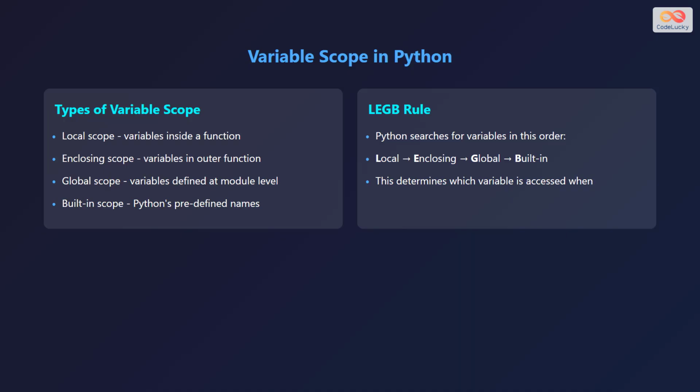Third, global scope refers to variables defined at the module level, meaning outside of any function or class. These variables are accessible throughout the entire script or module. Fourth, built-in scope refers to Python's predefined names such as function names like print or data types like int. These are always available. To determine the order in which Python searches for variables, we use the LEGB rule. Python searches for variables in the following order: local, then enclosing, then global, and finally built-in. This rule helps determine which variable is accessed when you have variables with the same name in different scopes.